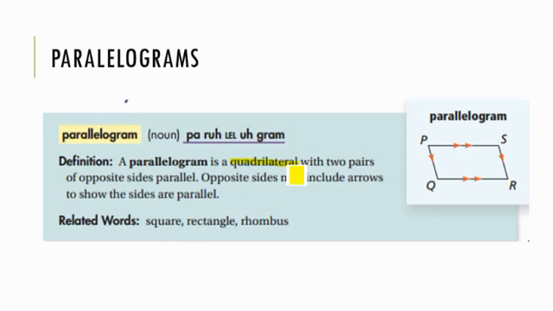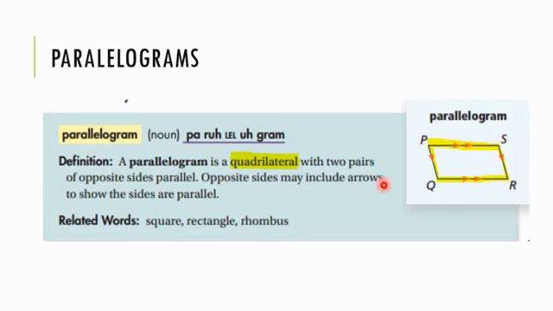Okay, so a parallelogram is a quadrilateral with two pairs of opposite sides parallel, meaning that out of the four sides, two of them will be parallel to each other, and the other two will also be parallel to each other, and they are opposite sides. So PQ, if we look here, P and Q, S and R, so PQ, this side, is opposite of SR. They are opposite of each other. They are parallel. PS is an opposite side of QR. They are also parallel. So therefore, PQRS is a parallelogram.